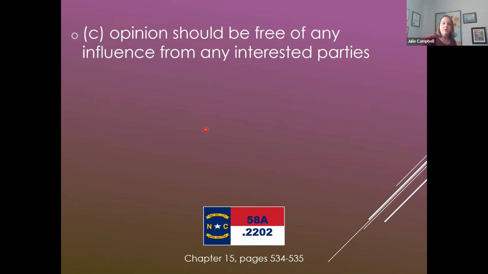Dot 2202 says any opinion should be free of any influence from any interested parties. We can't ask the seller for their input. We shouldn't ask the buyer for their input. Again, you guys, value is in the eye of the beholder. If you're asking the seller what their home is worth, they're going to have a higher value than the buyer. The buyer's going into this just looking at the price tag, right? So we're doing this independently without help from them.